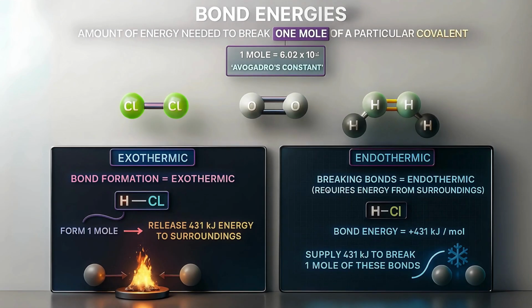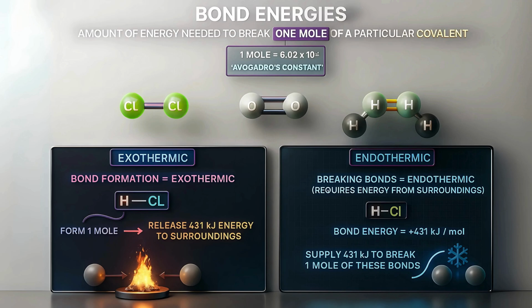In today's video, we're going to talk about bond energies and understand how they help us figure out whether a chemical reaction will give out energy or take it in. When we talk about bond energy, we are actually talking about the amount of energy needed to break one whole set of a particular covalent bond between atoms.